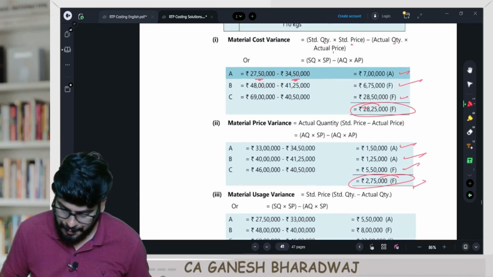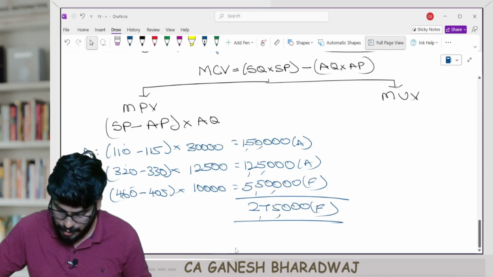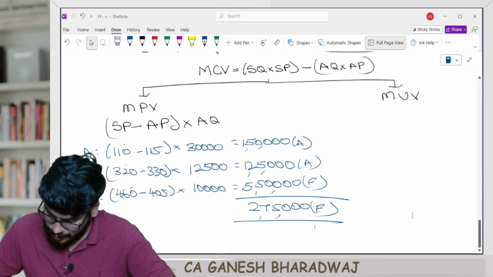Right. Next one, material usage variance. On the other hand, how will you arrive at material usage variance? One second.